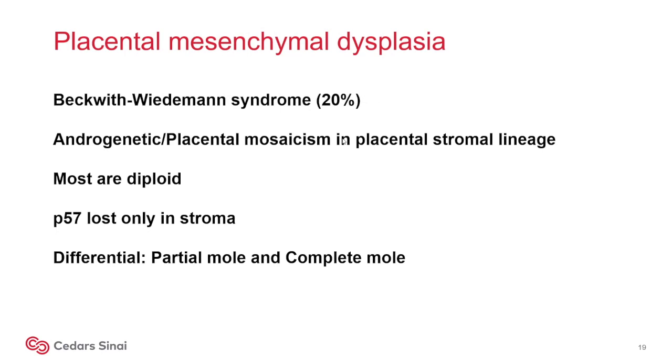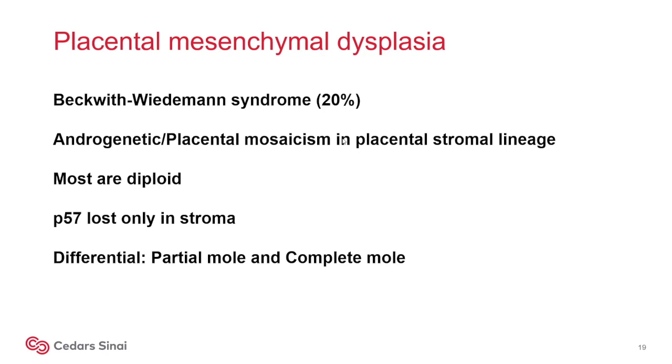And the final placental lesion I will be showing under the scope is placental mesenchymal dysplasia. Very uncommon lesion. 20% are associated with Beckwith-Wiedemann syndrome. The others are basically a defect of imprinting with androgenetic placental mosaicism. They are diploid, so even though partial mole is in the differential, they are not triploid, they are diploid, and complete mole is also in the differential.